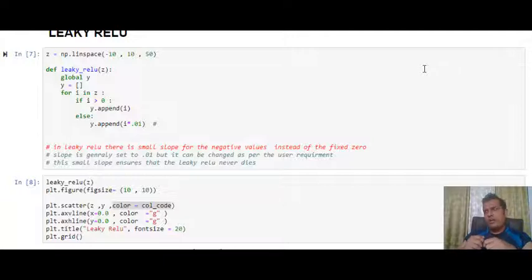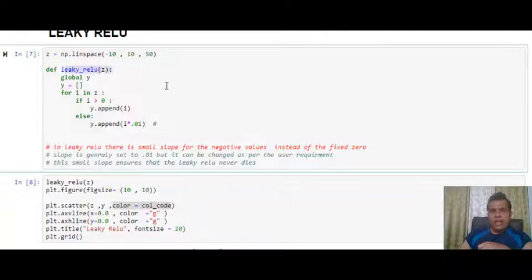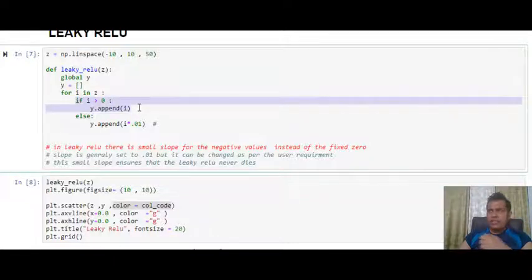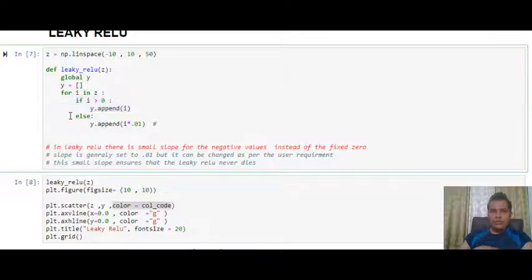So at line number 7, I am defining a function leaky ReLU, and this time I am creating a variable z, linear space -10 to 10, and I am creating 50 numbers. And I am saying for i in z, if i is greater than or equal to 0, I am appending i. Which also means that if the input is greater than 0, then your output is equal to your input. Else, I am appending i times 0.01.